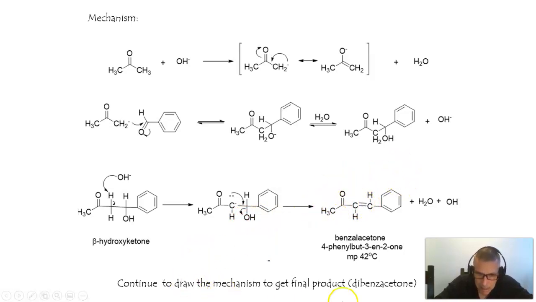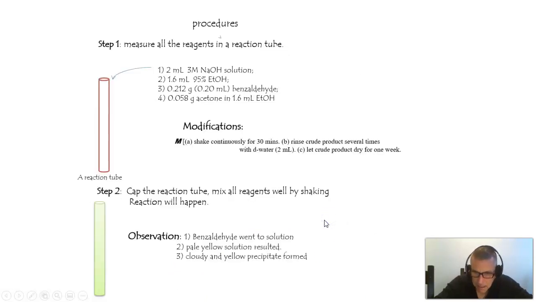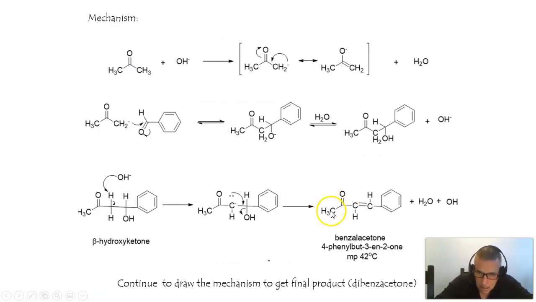We do not show the mechanism of the second half, but I bet you can imagine. I'll say the words in case it helps. It loses H plus to form CH2 minus, seeks out a benzaldehyde molecule right here, and then the mechanism is identical. It's just on this side rather than the other side, and you'll end up with dibenzylacetone.